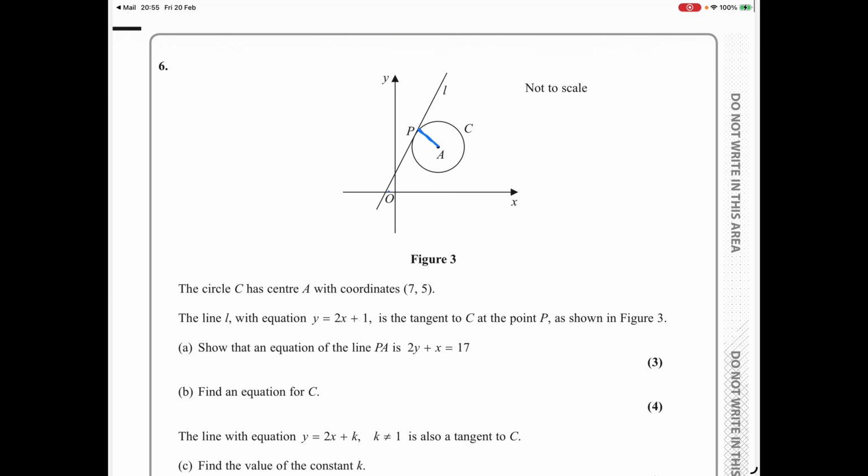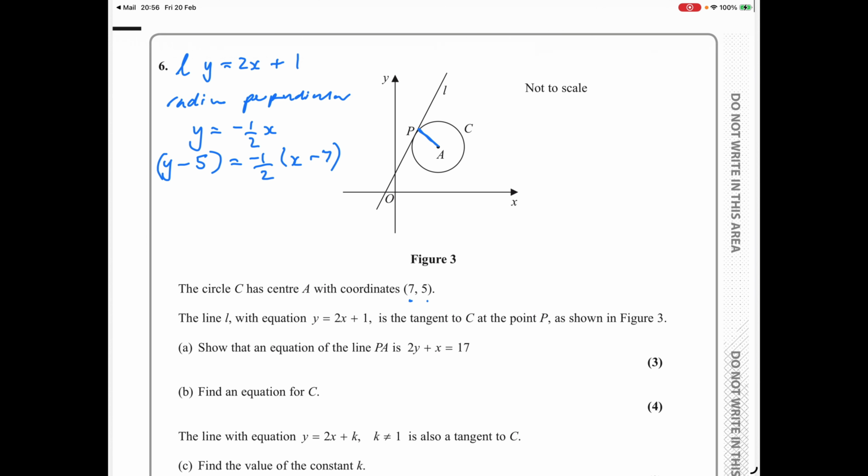And we know that line L is y equals 2x plus 1. Therefore, we know that the radius is at right angles, or is perpendicular, to L. So we know that y equals negative half x plus something. And now we also know that A is at 7, 5. We don't know where P is, right? So what we're going to do is we're going to put in y minus 5 equals minus half x minus 7, because 7 is the x coordinate and 5 is the y coordinate.